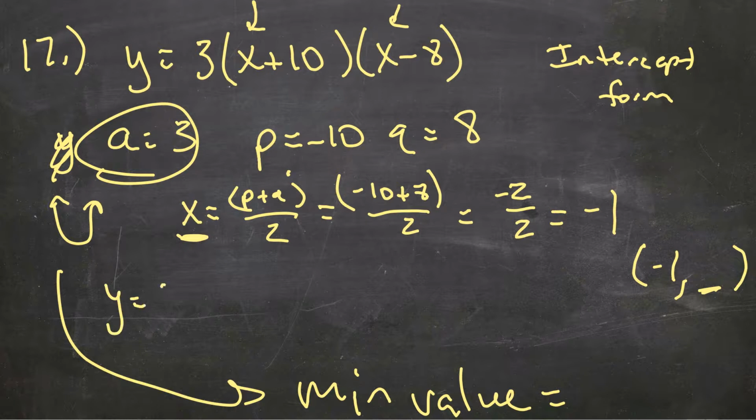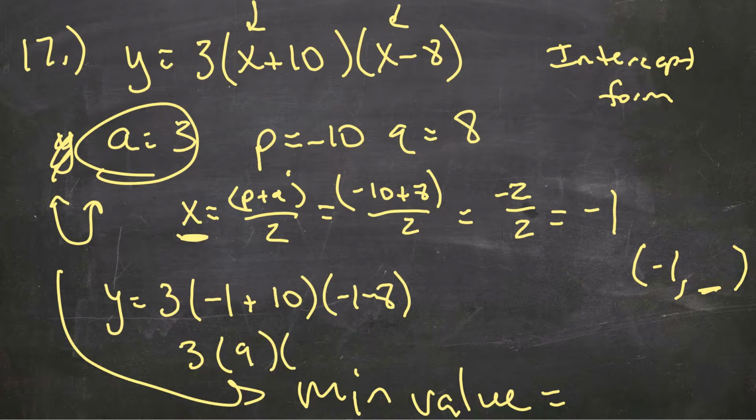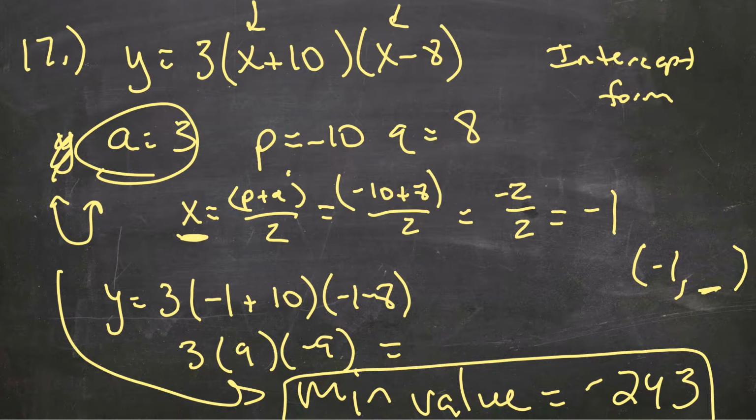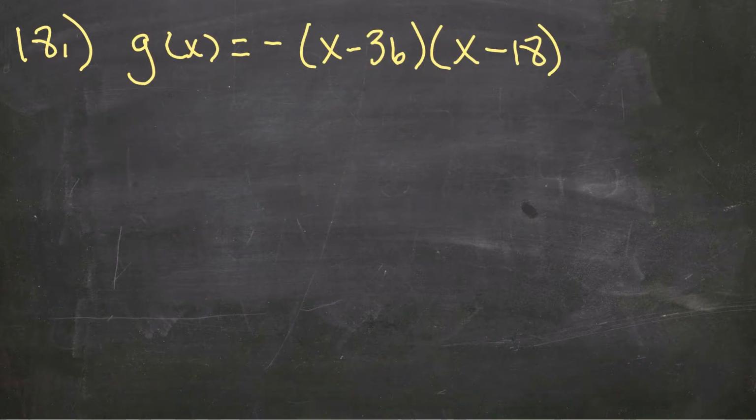So I say y equals 3 times negative 1 plus 10, negative 1 minus 8. I get 3 times 9 times negative 9. So I get 3 times 9 is 27, times negative 9 is negative 243. So that's my min value, negative 243. That's it for 17.